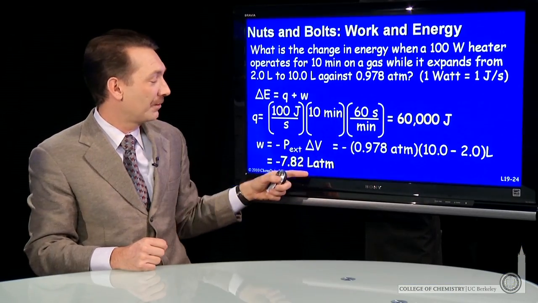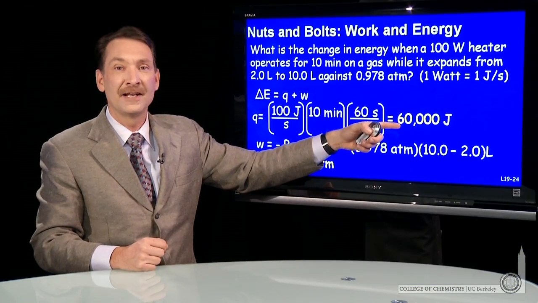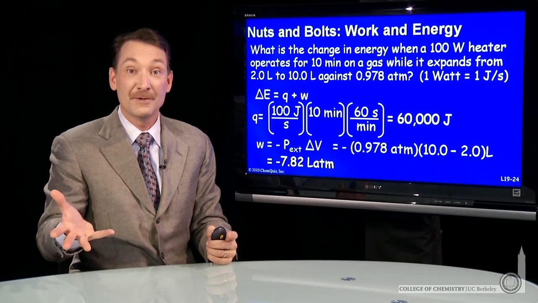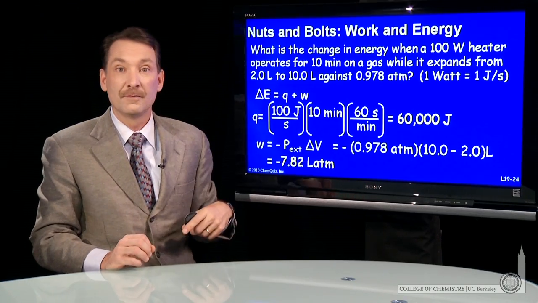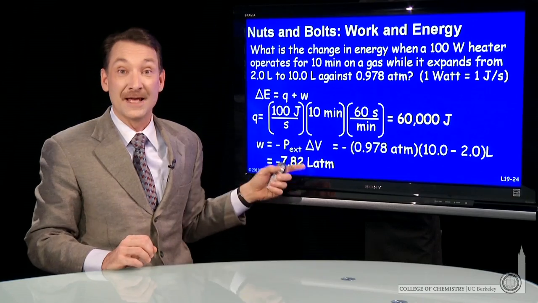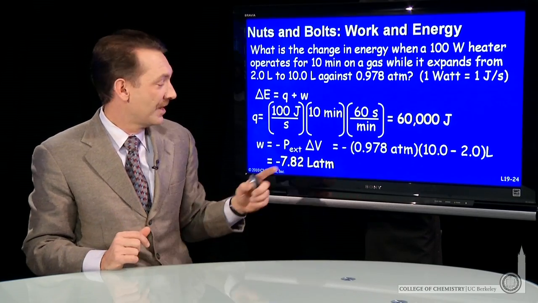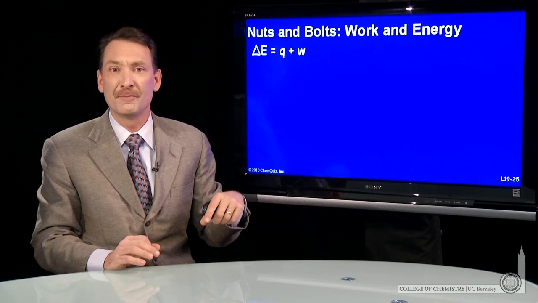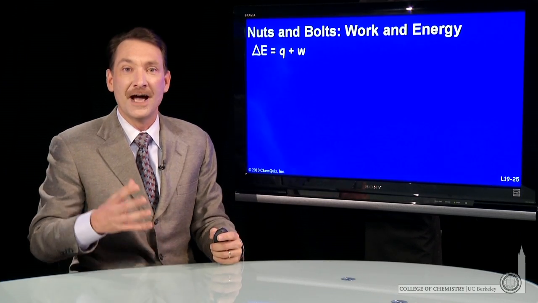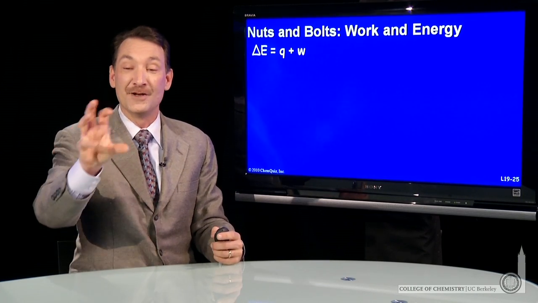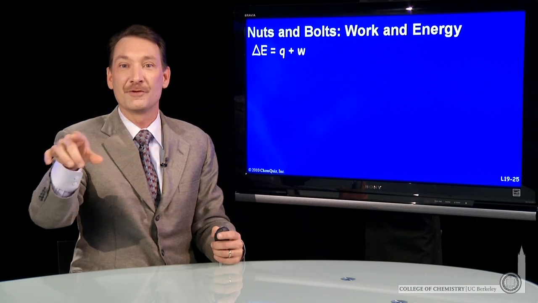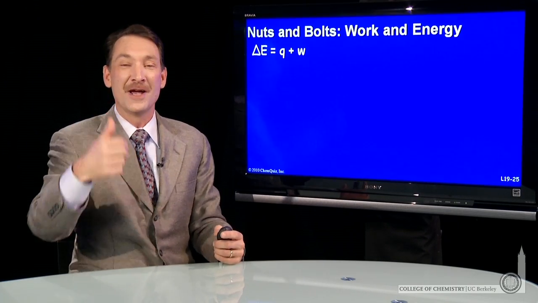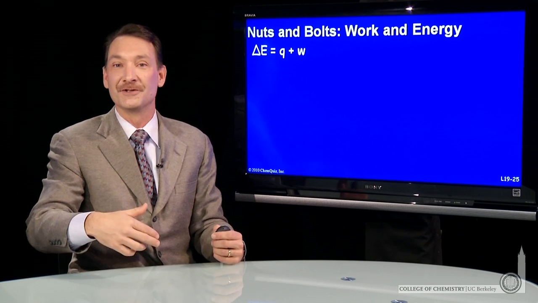And here now I have a problem. My heat I calculated in joules, but my work I calculated in liter atmospheres. Liter atmospheres is a totally fine unit of energy. They're just not the same, so I have to change one to the other. So let's change liter atmospheres to joules. And I never remember what the conversion factor is, but I do remember the two gas constants. I know one in joules, 8.314, and one in liter atmospheres, 0.082. So the ratio of those will change liter atmospheres to joules.